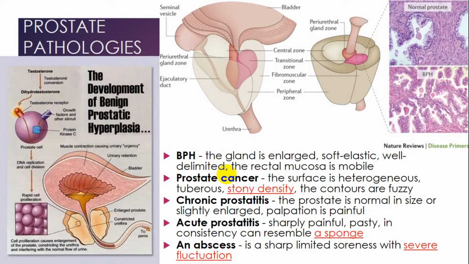Chronic prostatitis: the prostate is normal in size or slightly enlarged, but palpation is painful. In the acute one, this organ can resemble a sponge. An abscess is a sharply limited soreness with severe fluctuation. Here you can see histological pictures of BPH.